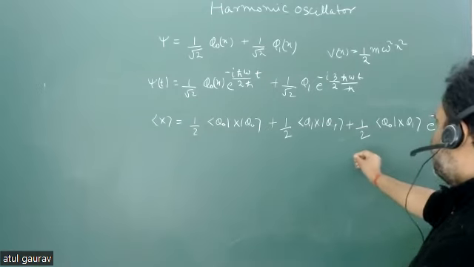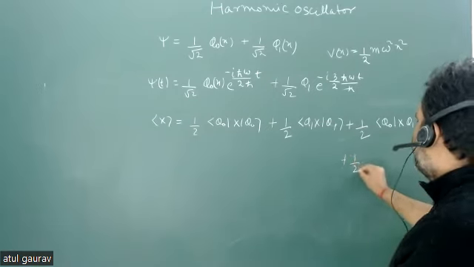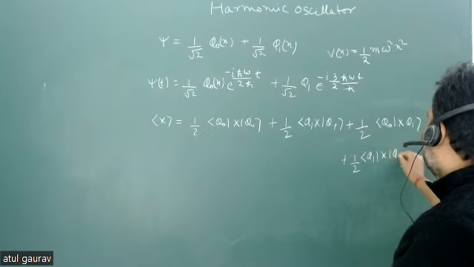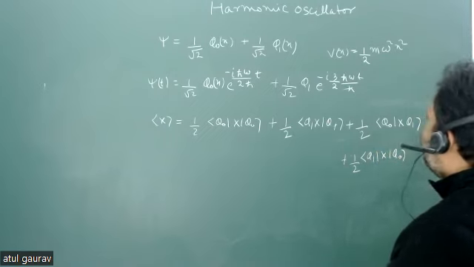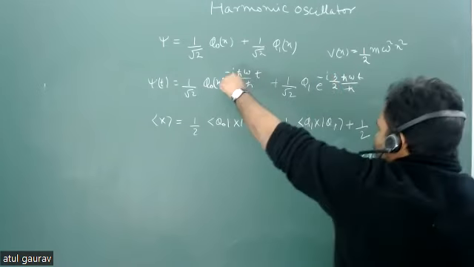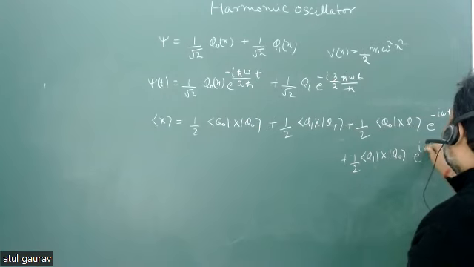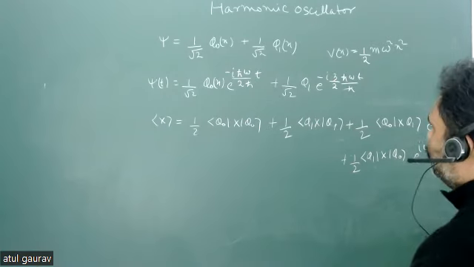Yes, sir. And the last term is 1 by 2 psi 1 x psi naught. What will be this term? So this will be plus and this will be minus. So what you will get? e to the power i omega t. It's a beautiful thing.